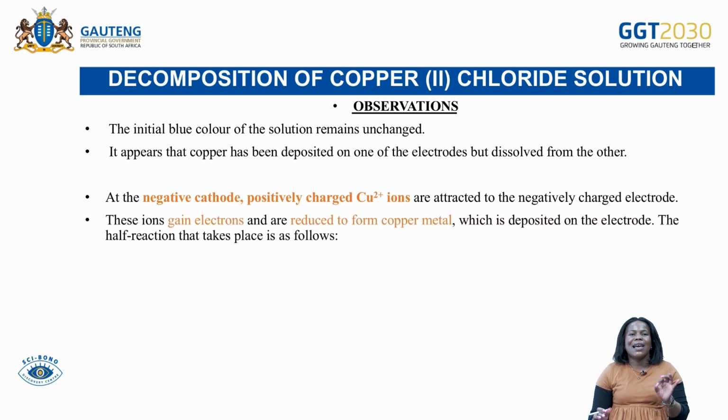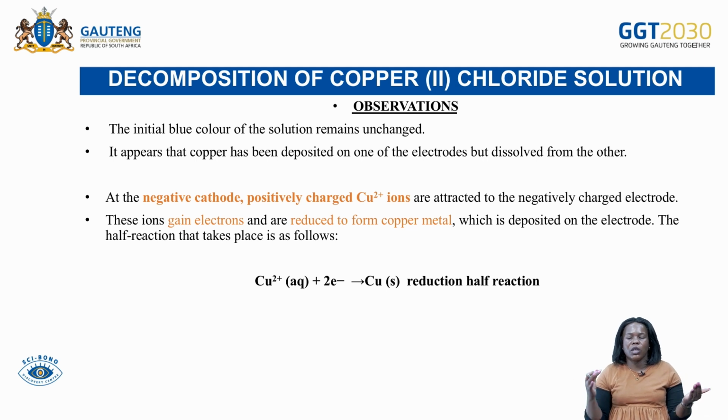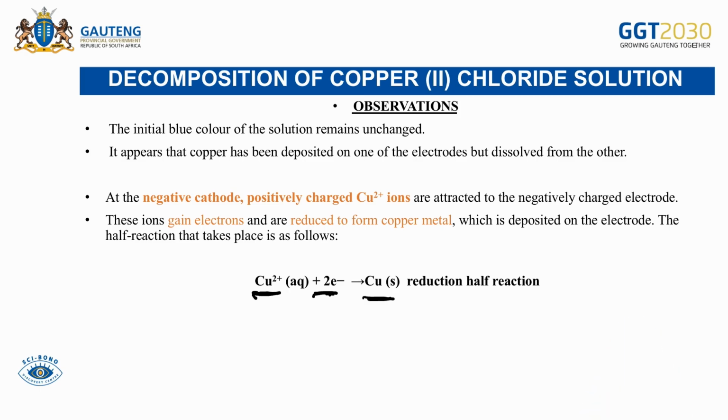So we said that at the negative cathode, positively charged copper ions are attracted to the negatively charged electrode, because opposites attract. The ions then gain electrons and are reduced to form what? Copper metal, which is then deposited on the electrode, and that is a half reaction. So what happened? Let's write it chemically. You had copper ions, and they gained 2 electrons to become solid copper, because now you find that there was a smudge of it on the electrode itself.